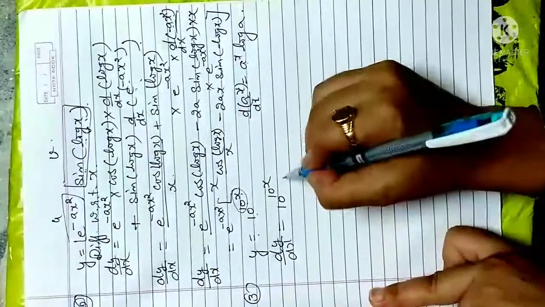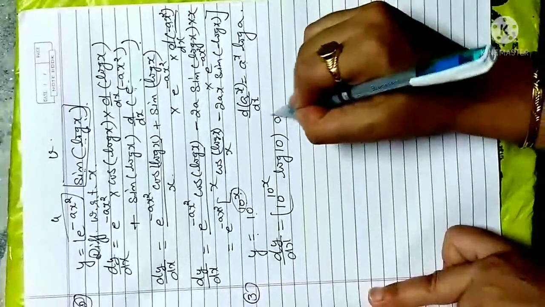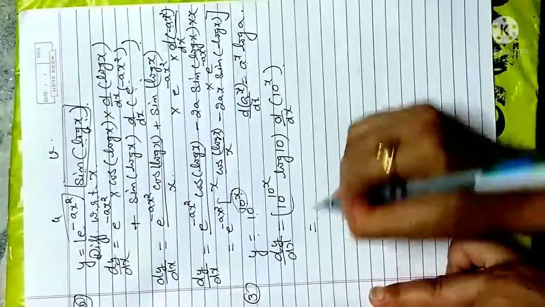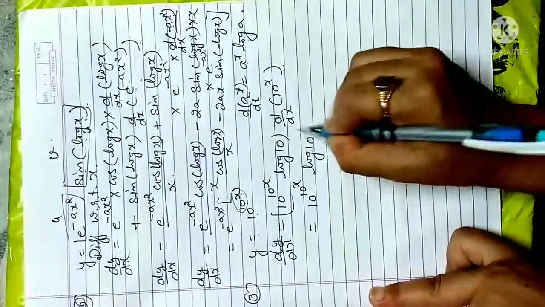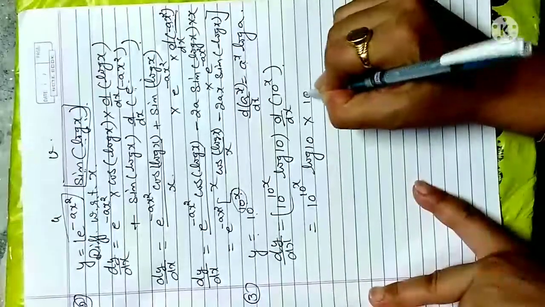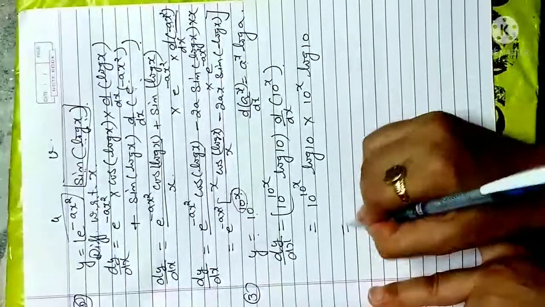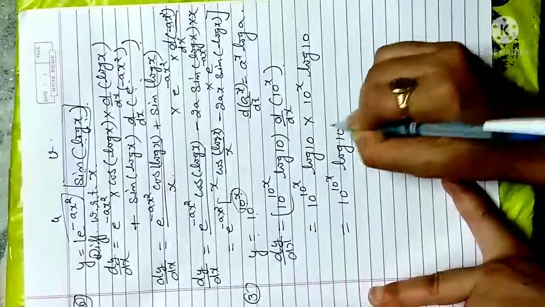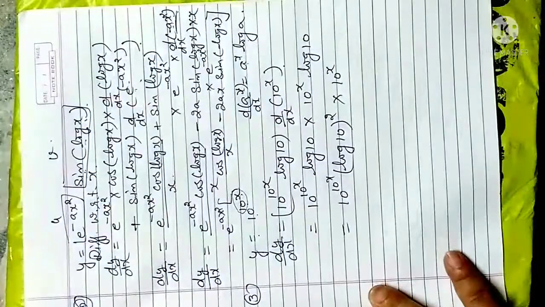10x and log 10 with this. Now further you have to differentiate the power, 10 raised to power x. So that becomes 10 raised to power x log 10. Now this term is free from differentiation. Again you apply the formula here, that is 10 raised to power x then log 10. So my required answer will be 10 raised to power x log 10 whole square into 10 raised to power x. So this is my required answer.